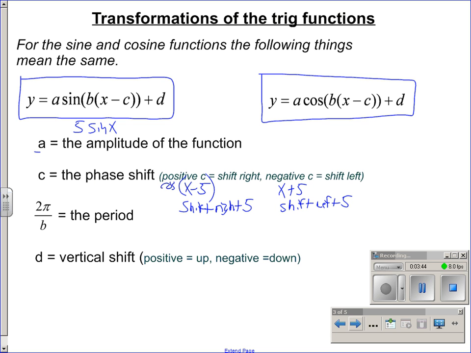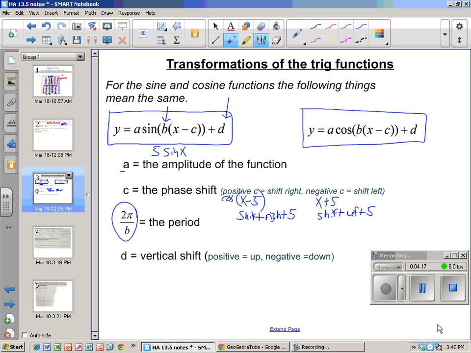The period is coming from this value of b. It's what you're multiplying the x value by. The period is actually 2 pi divided by b. It's that weird horizontal stretch compression kind of thing where the scale factor was 1 over the number you're multiplying the x value by. Same thing here, 2 pi divided by b. And that last number d, as always, we're adding it to the parent function. That's shifting it up or down. All right, so let's take a look at some graphs.